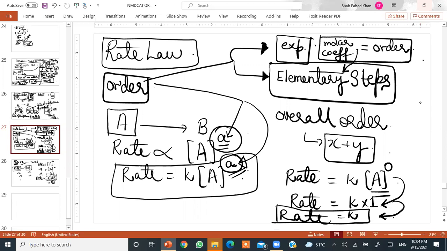Buffer is any substance that resists changes in pH when small amounts of acids or alkalis are added to that solution. ठीक है, मतलब क्या हुआ कि अगर फॉर एग्जांपल एक सॉल्यूशन है, you want to keep its pH constant, okay, you want to keep its pH at let's say 4. Now what you do is you add a buffer which maintains the pH at 4.